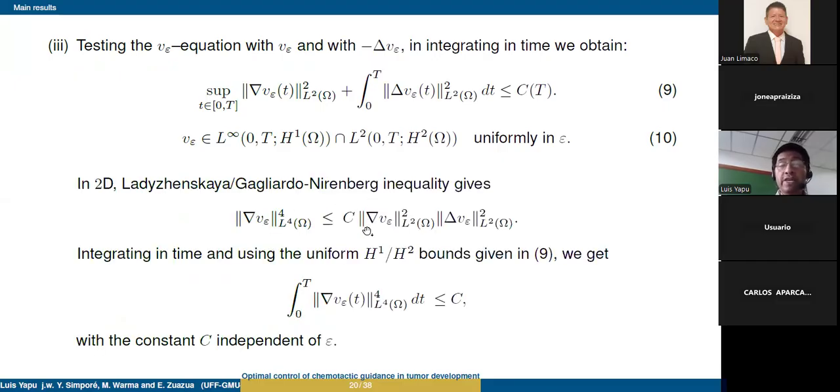We continue the analysis using the Gagliardo-Nirenberg inequality. We can control the L4 norm of the gradient, and it will be important. So now we have that this quantity is bounded independent of epsilon.